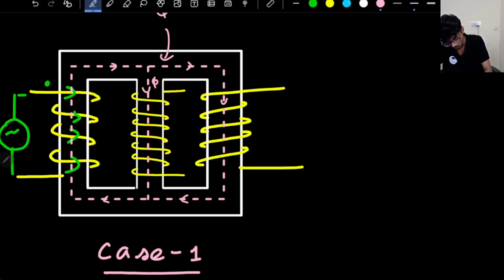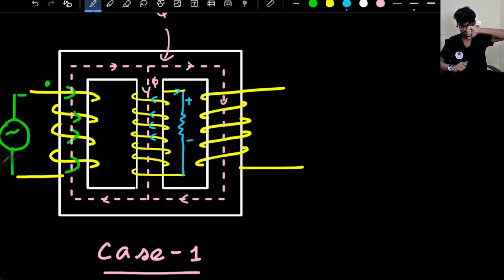So of course, again the old method, we connect a resistor here, and let's assume a polarity. Let's assume this as plus minus. So current will flow like this. If current flows like this, that means it is flowing like this. Now if I apply the right hand rule, I see that I am actually aiding the flux direction. So this current is aiding the flux direction. So of course this is wrong. Whatever I had assumed is wrong.